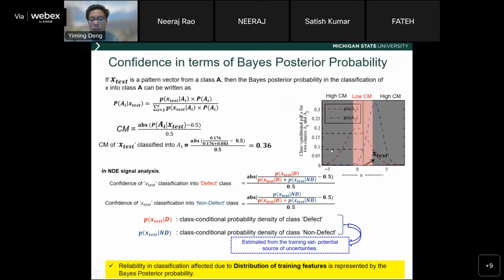And I have two distributions here. One is red, one is blue. And for NDE, you can simply treat the red as non-defect and blue as defect, right? And you can simply apply a straight line here, a vertical straight line, and you can call this X test.